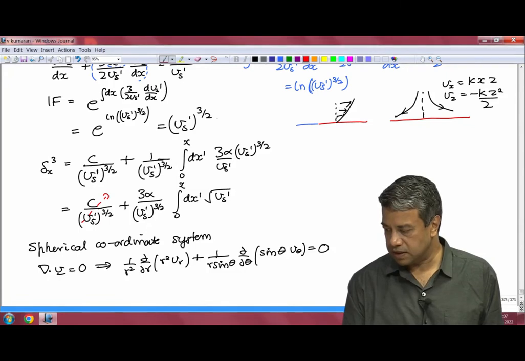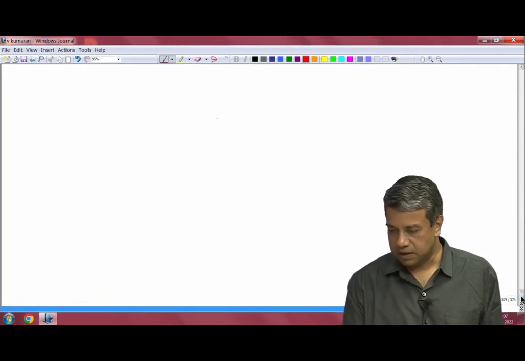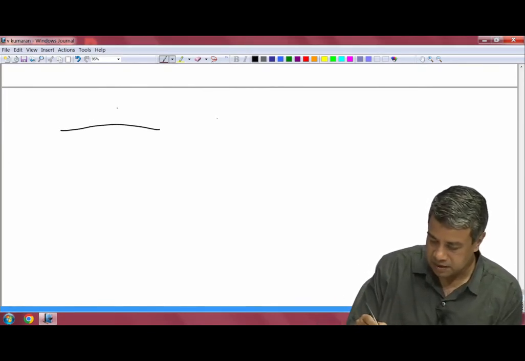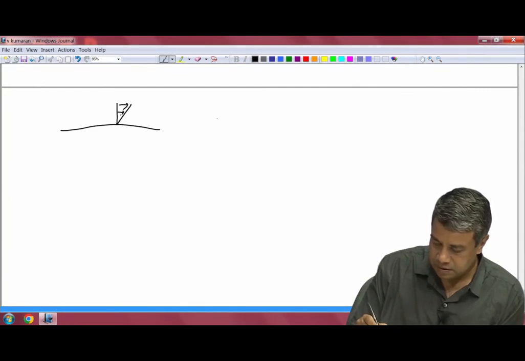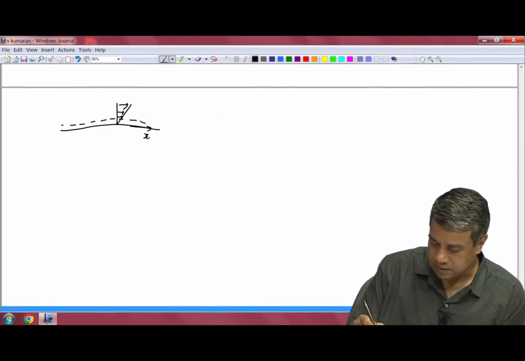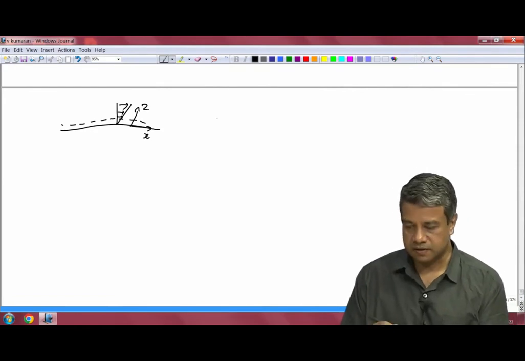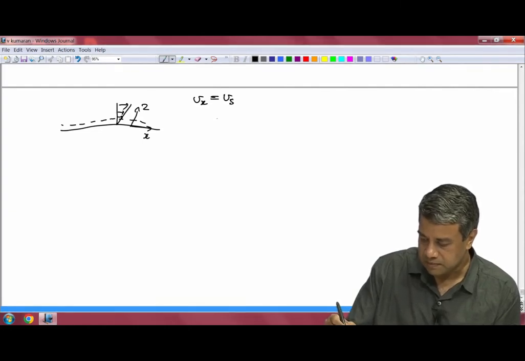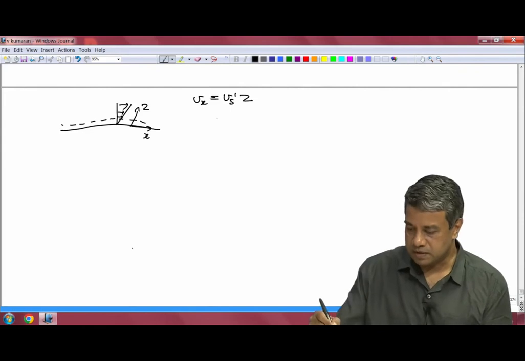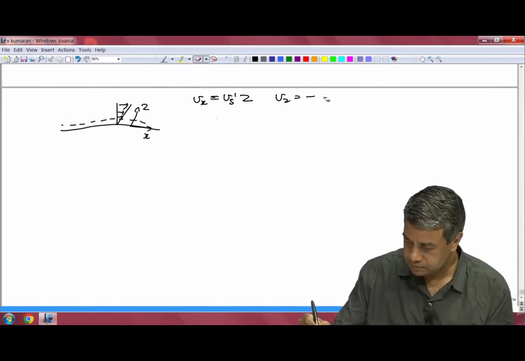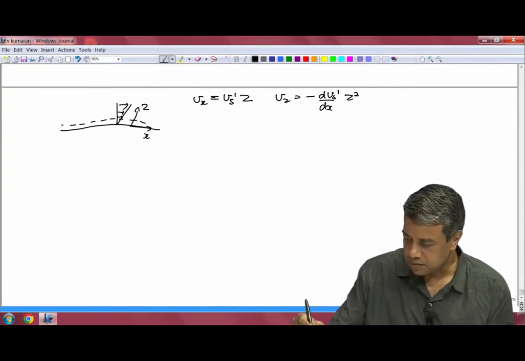So, this completes our discussion of the high Peclet number transport in the flow near a rigid surface, where the velocity has to decrease to 0 at the surface. The condition that the velocity has to decrease to 0 at a rigid surface implies that if I have a local coordinate system with coordinate x along the surface and z perpendicular to the surface, that means that Vx has to be proportional to Vs prime times z, and from mass conservation Vz is equal to minus Vs prime z square by 2.